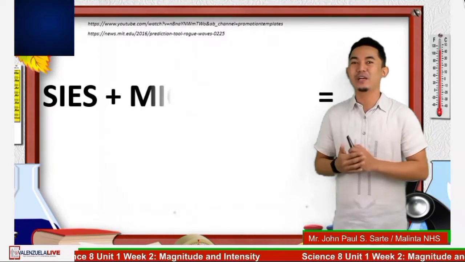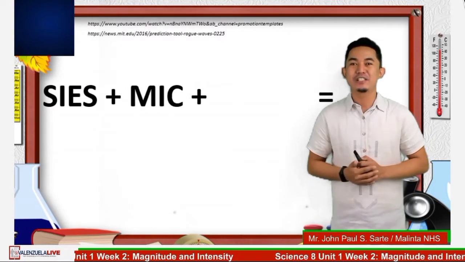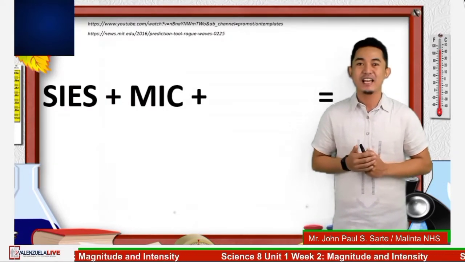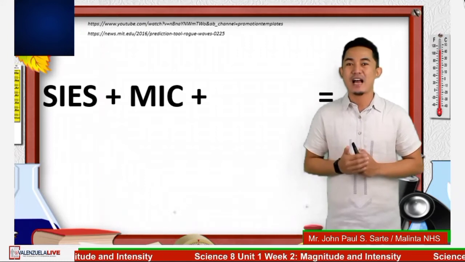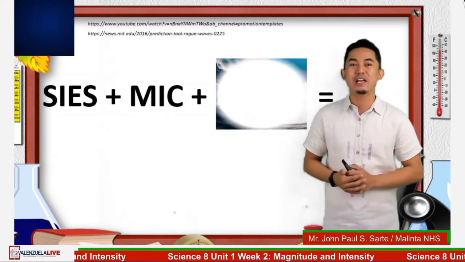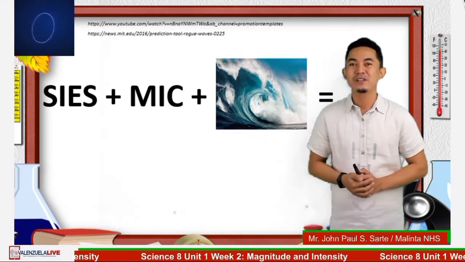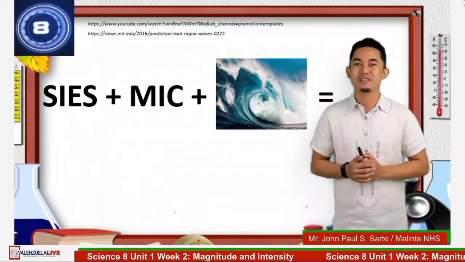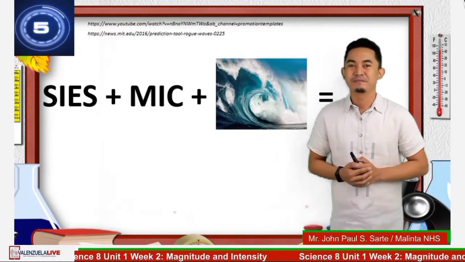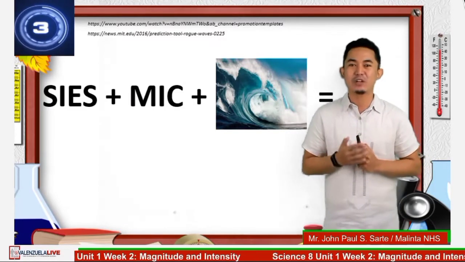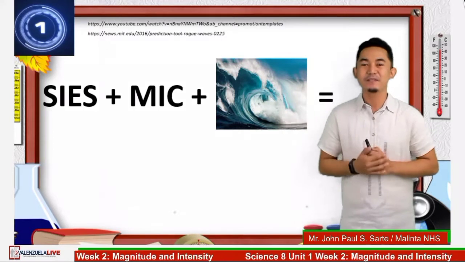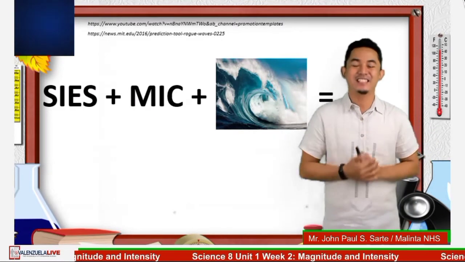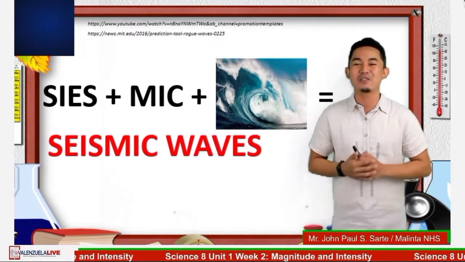Okay, for the next word is this. I have here jumbled letters such as capital S, I, E, S, then added to M, I, C. And what picture is this? Can you guess now the answer? What should be the answer? Type now your answer in the comment section. Very good. It should be seismic waves.